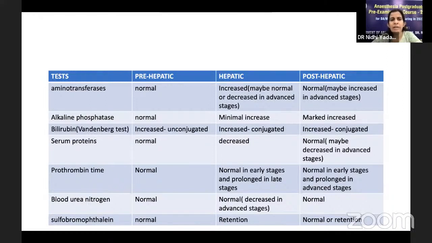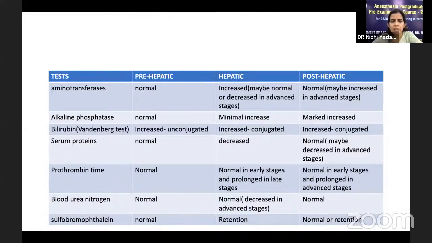Bilirubin level, which is assessed using the Van den Bergh test, is increased. The unconjugated bilirubin is increased in prehepatic jaundice. In hepatic jaundice, both bilirubins are increased, whereas in post-hepatic jaundice there is mainly an increase in conjugated bilirubin levels. Serum proteins are normal in prehepatic jaundice. They are decreased in hepatic jaundice, as the liver is the organ for synthesis of the serum proteins. In post-hepatic jaundice, the serum protein levels are normal in the early stages, but may be decreased in advanced stages. Prothrombin time is normal in prehepatic jaundice, whereas in hepatic jaundice it is normal in early stages and prolonged in the late stages. The same with post-hepatic jaundice: normal in early stages and prolonged in the advanced stage. Blood urea nitrogen is normal in prehepatic jaundice, whereas in hepatic jaundice it is normal, or decreased in the advanced stages, and post-hepatic jaundice has a normal blood urea nitrogen.